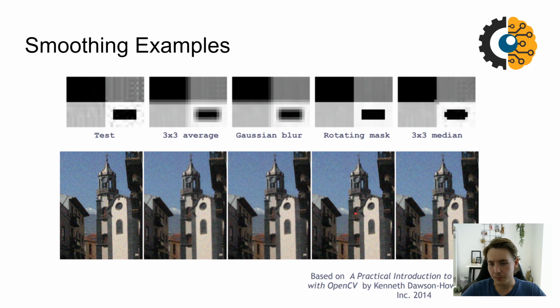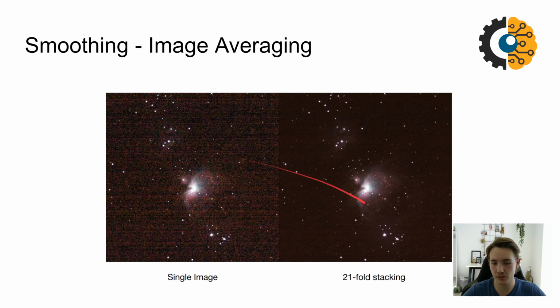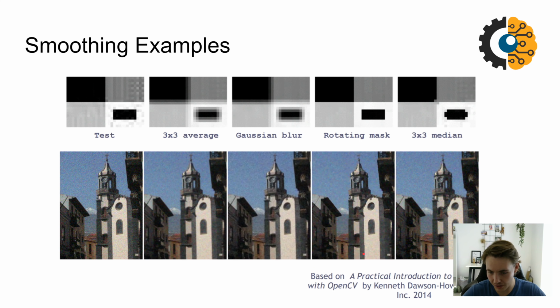And then we have the rotating mask, which we just talked about, which will blur out lines. I'll just go back here, it will damage thin lines and sharp corners, and it doesn't blur edges much. So we can see here that some of the sharp lines get really damaged here and also up here. So the edges on the image get really damaged compared to some of the other filters, but we still reduce some of the noise. But this is probably not the optimal filter to use in this example.